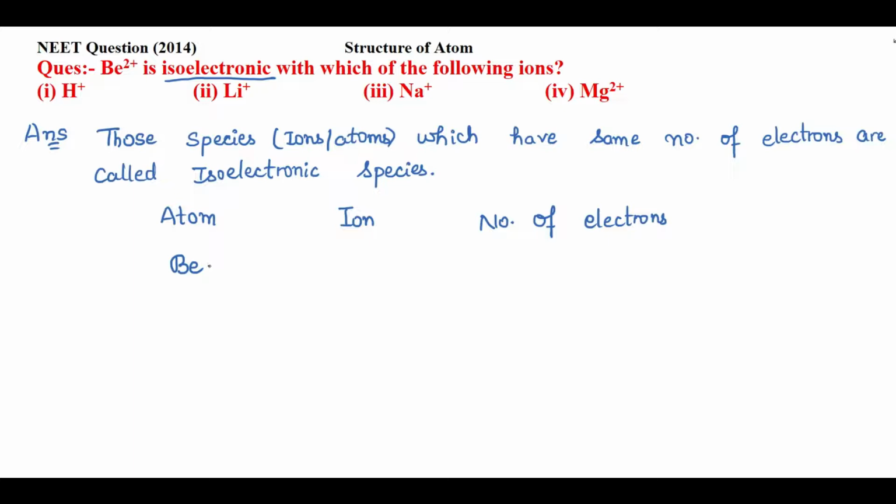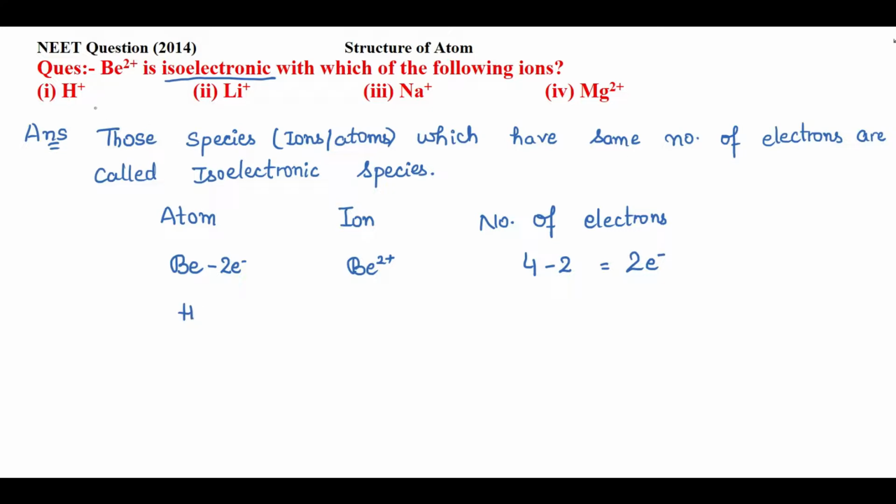So when I'll subtract 2 electrons from beryllium atom, it will form beryllium 2 positive, right? That means 2 electrons are subtracted from this atom. For this, I'll mention the number of electrons present in beryllium atom, that are 4, minus 2. 2 electrons are present in beryllium 2 positive. Next, we will see the options.